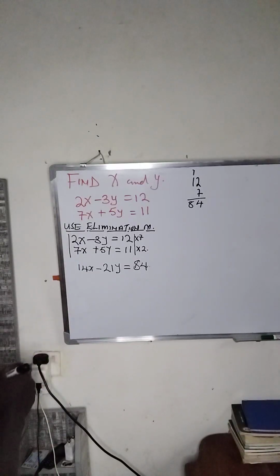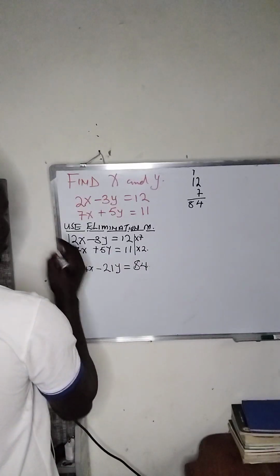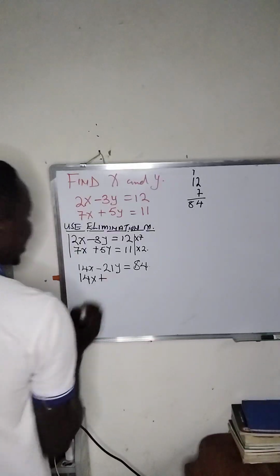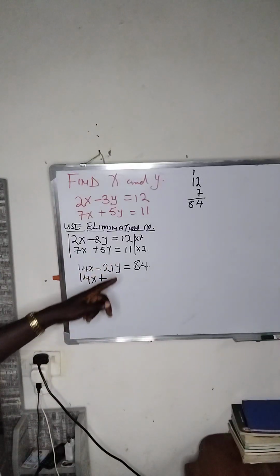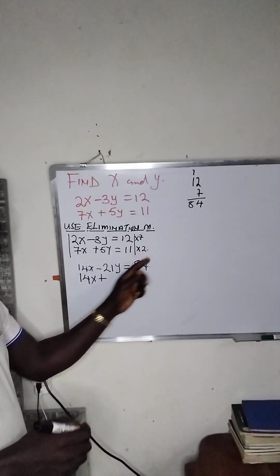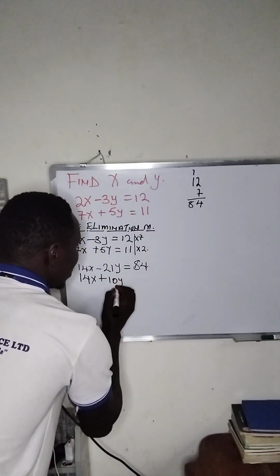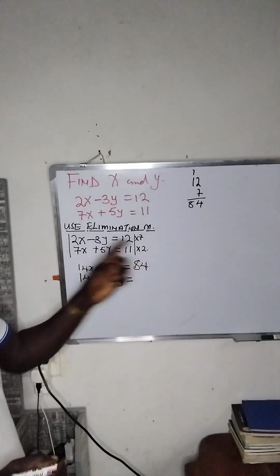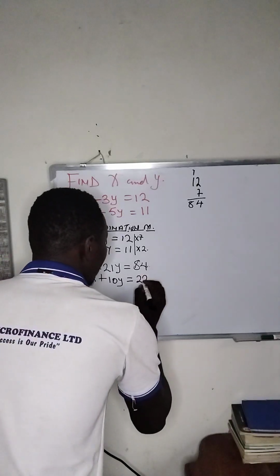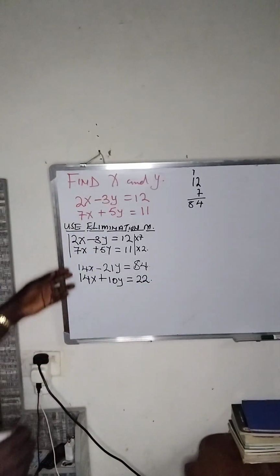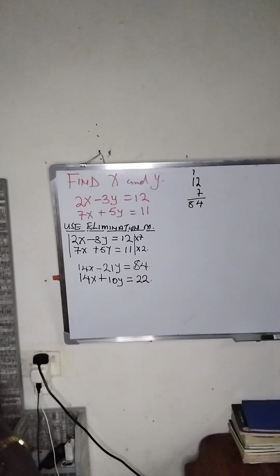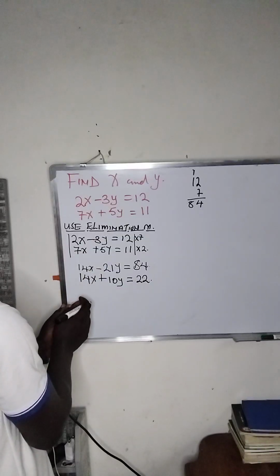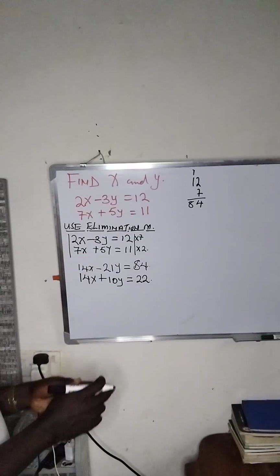Now in the second arrangement, down, it will be 2 times 7. It will bring us 14x. Then plus 5y, but now 5 times 2 becomes 10y. This is equal to 11 times 2, which becomes 22. Now, within these two equations, we have the coefficient of the x values the same.